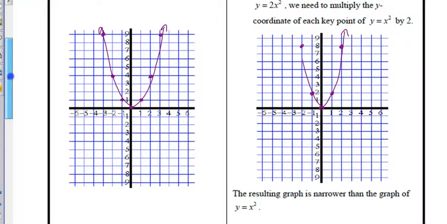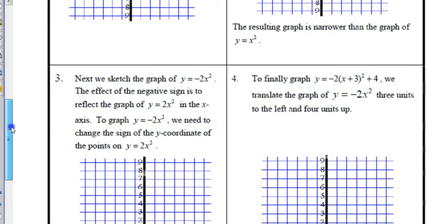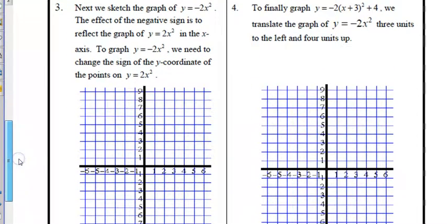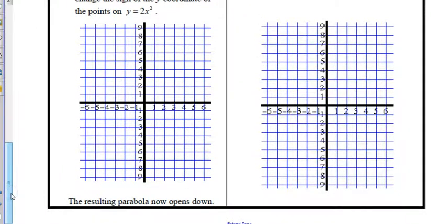This is now the graph y equals 2x squared. We now want to take that graph, right? We sketch the graph of y equals negative 2x squared. The effect of the negative sign is to reflect the graph of y equals 2x squared in the x-axis. So we're going to change the sign of the y coordinates, right?